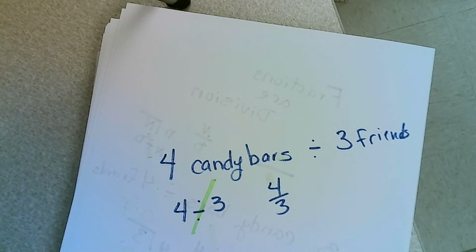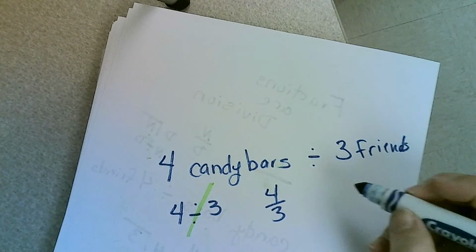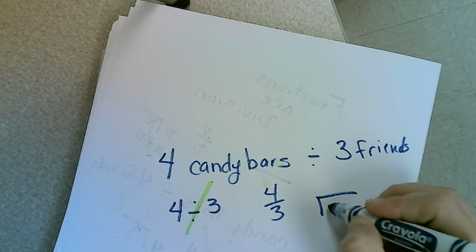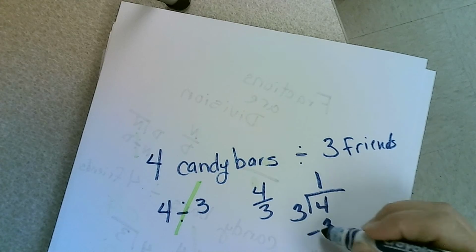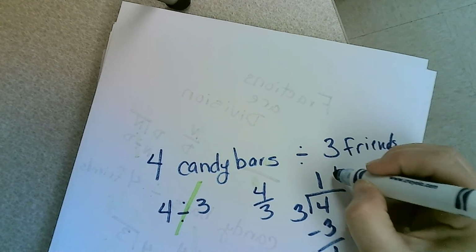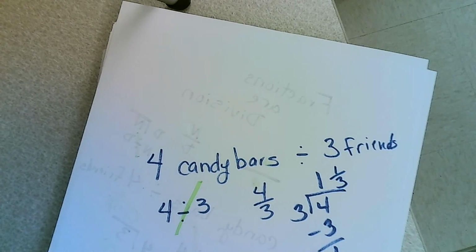What kind of fraction is it? Improper. So you're going to throw it in the bracket. 4 divided by 3 goes 1 time. Subtract, and you get 1 over 3.